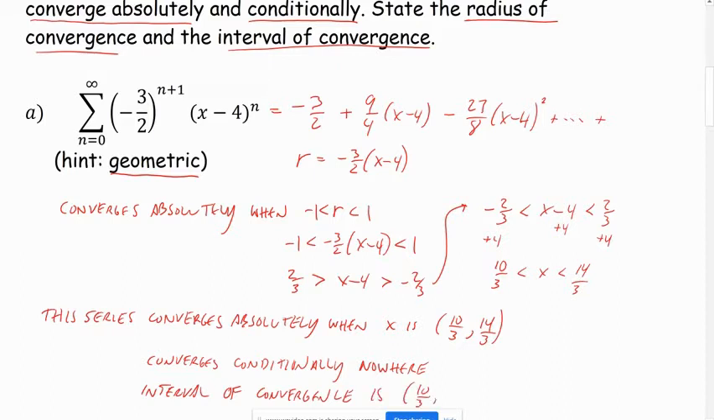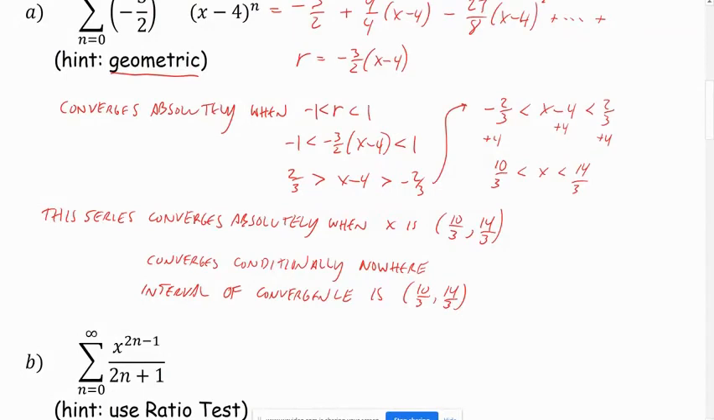From 10/3 to 14/3. And then the radius of convergence, what that means is from the center of this interval, how far can we go in each direction? So if you think about the radius of a circle, you have a diameter, and if you put a point right at the middle, half of that is your radius. And so if we do the same thing on the number line, if we go from 10/3 to 14/3, if we put a point right in the middle, how far can we go in each direction? The distance from 10/3 to 14/3 is 4/3. So that's like our diameter. So that means our radius is 2/3.